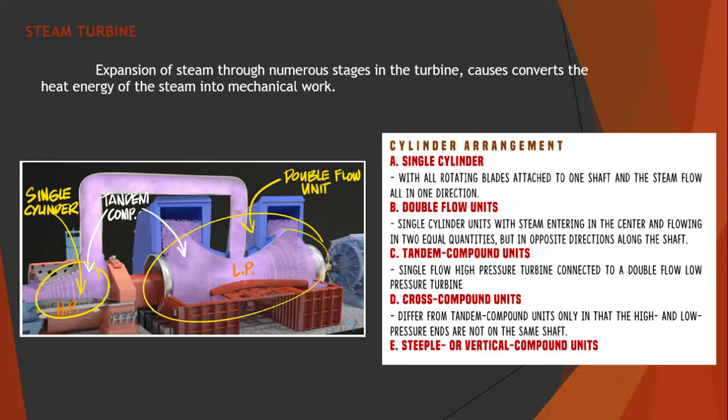ang steam turbine ay prime mover ng thermal energy ng steam na nagtatransform into kinetic energy at yung kinetic energy ay nagtatransform to mechanical energy. So, ang steam turbine ay isa sa pinaka ginagamit o mas kilala na prime mover for large power generator.